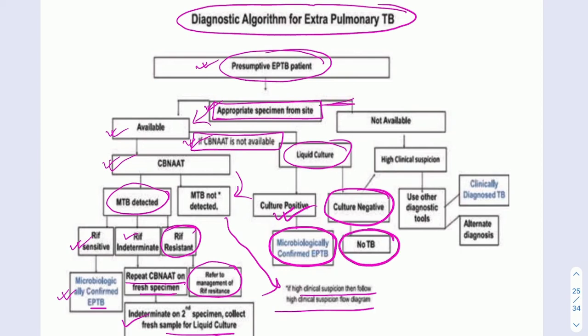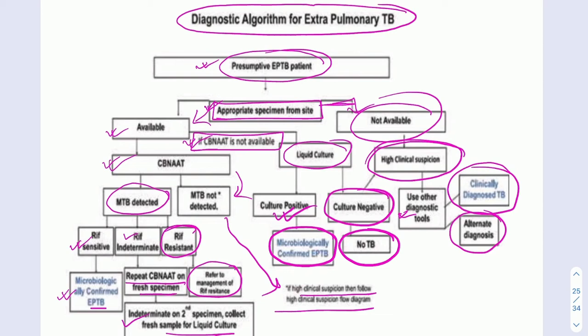Now, sometimes the sample itself may not be available from the involved site. Then what to do? If the sample is not available but the clinical suspicion is high, then we need to use other diagnostic tools. If the diagnostic tools are helpful, we will be able to make an alternate diagnosis. Otherwise, if the clinical suspicion is high, we will label the case as clinically diagnosed or clinically confirmed tuberculosis. So this is about the diagnostic algorithm for extrapulmonary tuberculosis.